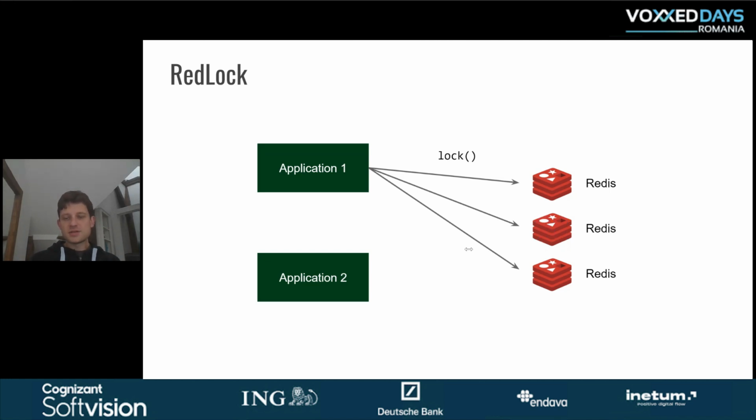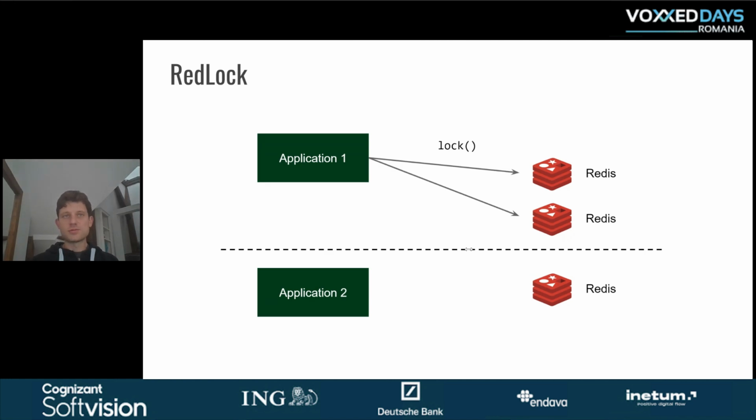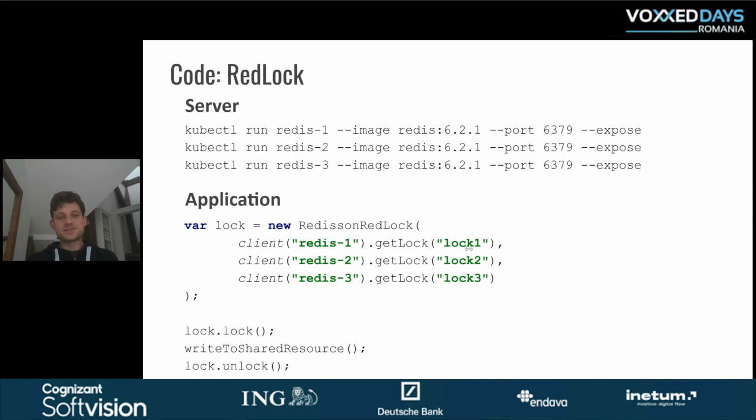Also, what happens if we have network partitioning? Let's look. It's not a problem, because application 1 will acquire the lock on the first and second instance, so it knows that it has the lock. Application 2 will acquire only on the third instance, so it knows it's not the majority. So it knows that it cannot use the shared resource. So it looks great. How does it look in practice?